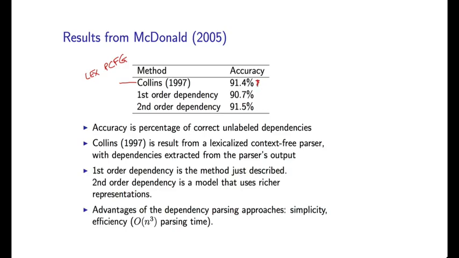Here are a couple of results from McDonald from 2005. The simple model that I just described gets close to 91% accuracy. And for a slightly richer model, which I'll talk about in a second, called a second order dependency model, we can get about 91.5% accuracy. So this is pretty impressive. The dependency parsing models actually are extremely competitive with lexicalized PCFGs in terms of recovering these dependency relations. And there are some very significant advantages of dependency parsing approaches.